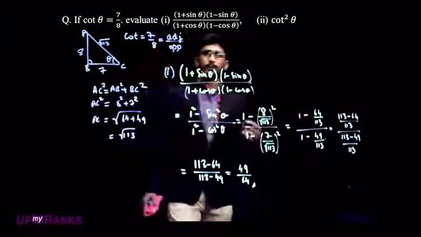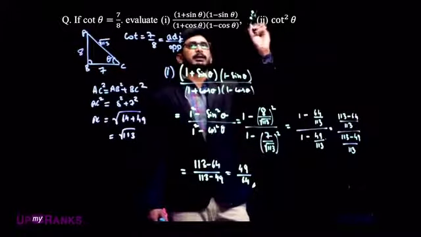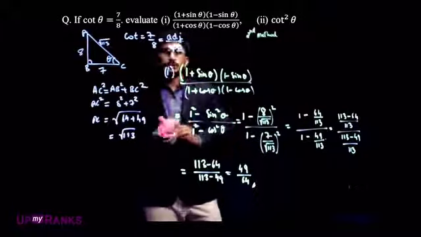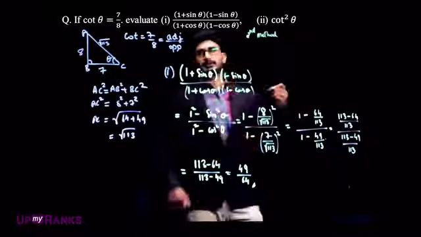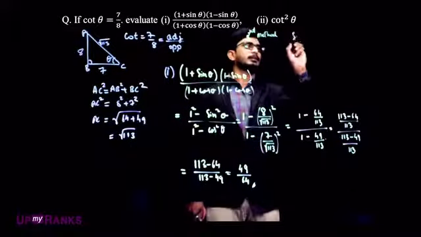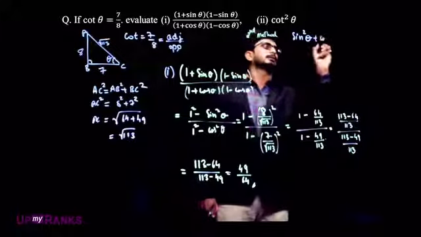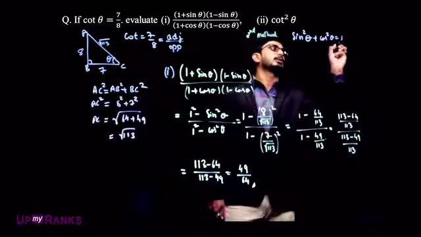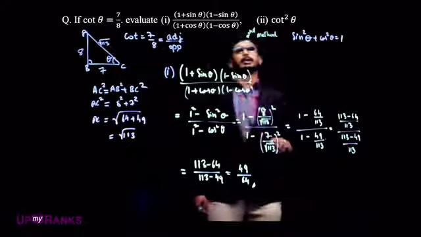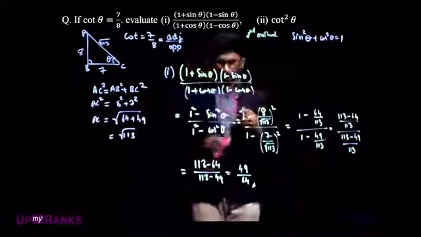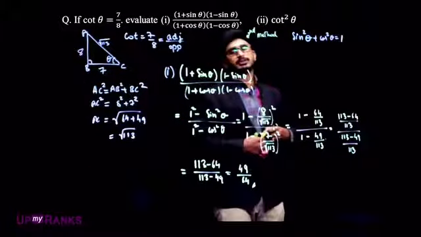We can do it by one more method. So let me tell you the second method. The second method is also easy, but we have to just concentrate. For this you have to remember the formula, which is sine square theta plus cos square theta is equal to 1.